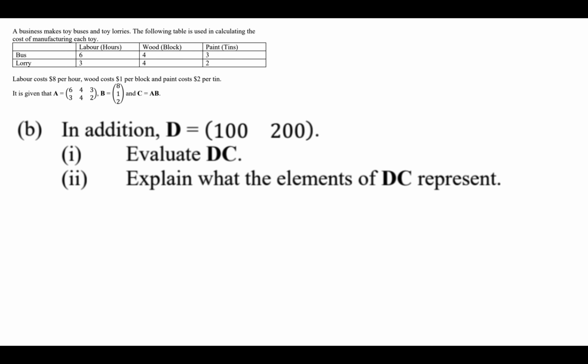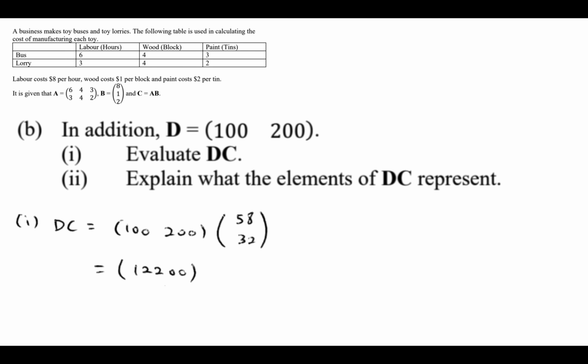Here's another example. Now they have a matrix D given by 100 and 200 in this manner, and we are told to evaluate DC. Once again, multiplication was taught in a previous video. You may review it if you need to recollect how it is done. But here it goes. We have a 1 by 2 matrix multiplied with a 2 by 1 matrix, which will result in a 1 by 1 matrix. In this case, it will be 100 times 58 plus 200 times 32.